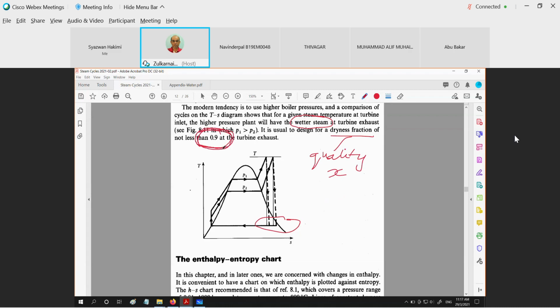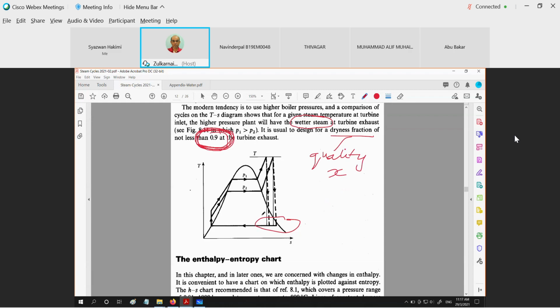Paling rendah, the X value is 0.9. So kalau kita increasekan pressure dia, maknanya kita akan dapat more wet. Maknanya kita akan dapati kita punya steam yang keluar dari turbine dia basah. Maybe it could be 0.8 or even 0.7. It's not very good.